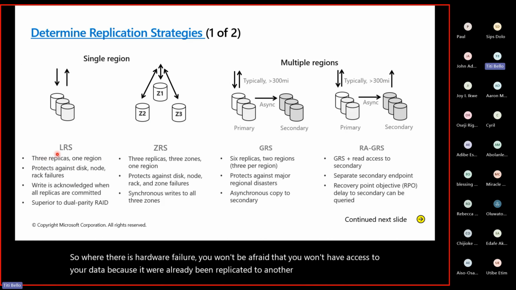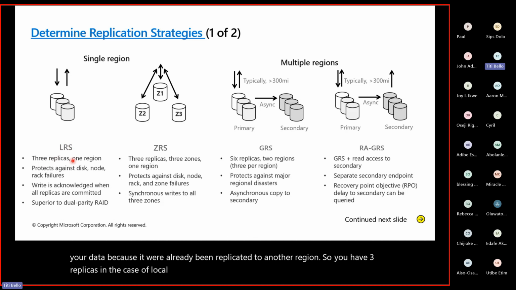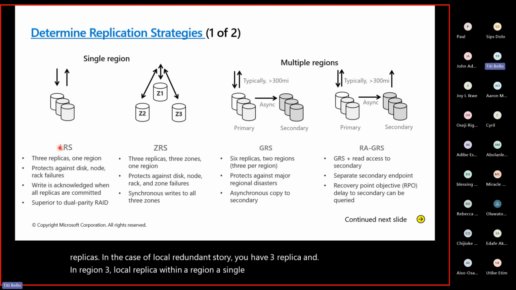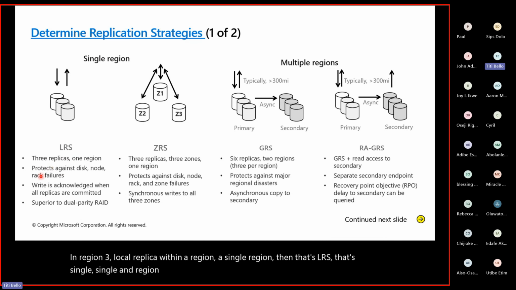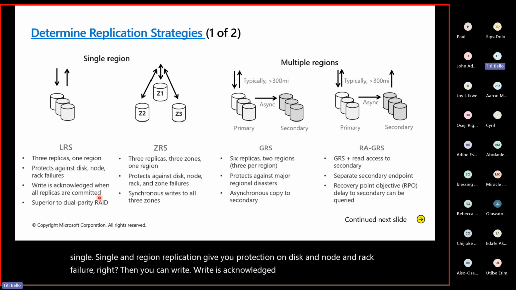So you have 3 replicas. In the case of locally redundant storage, you have 3 local replicas within a single region. That's LRS, single region replication, which gives you protection against disk, node, and rack failure, right? Then a write is acknowledged when all replicas are committed.